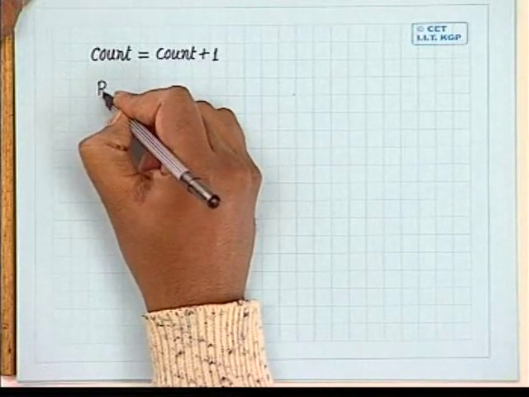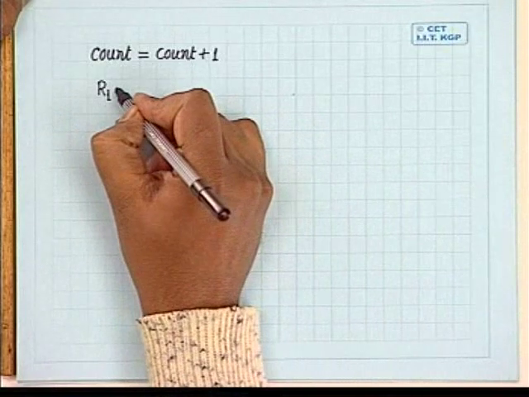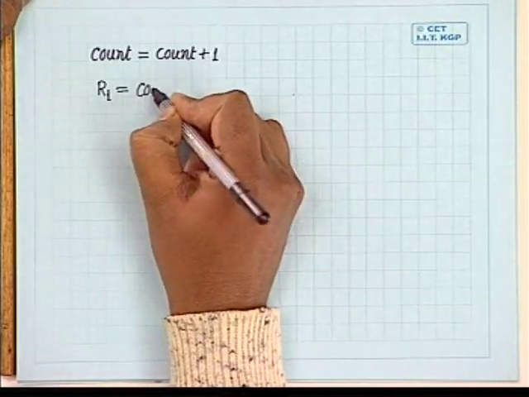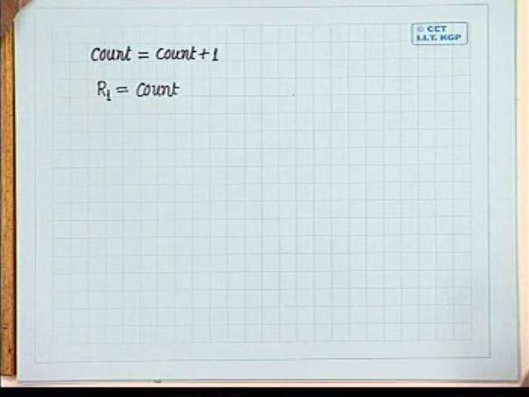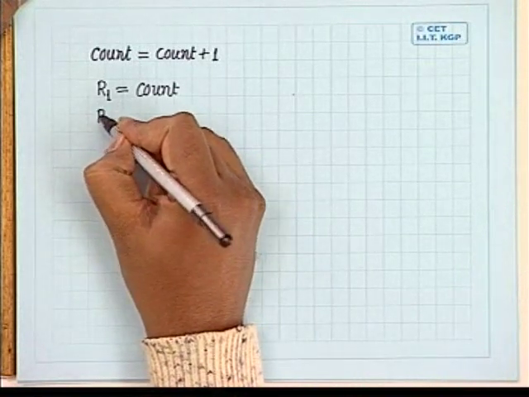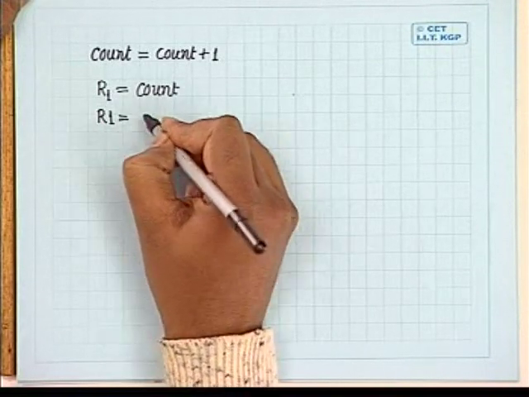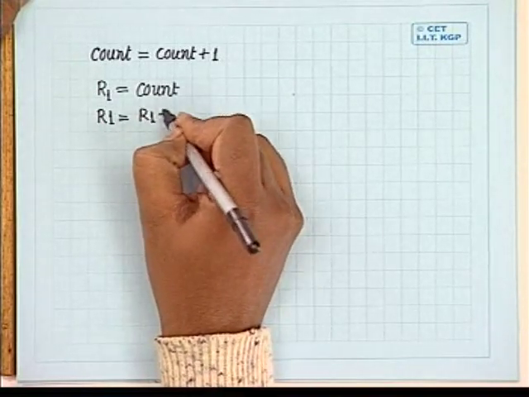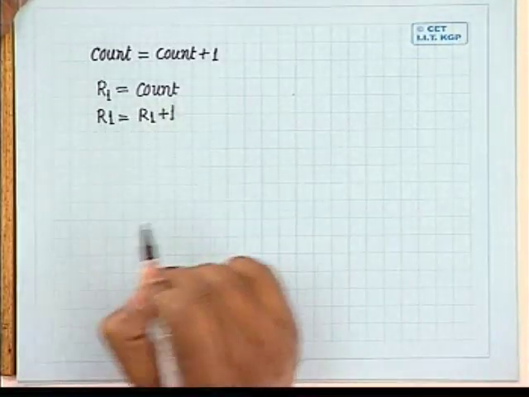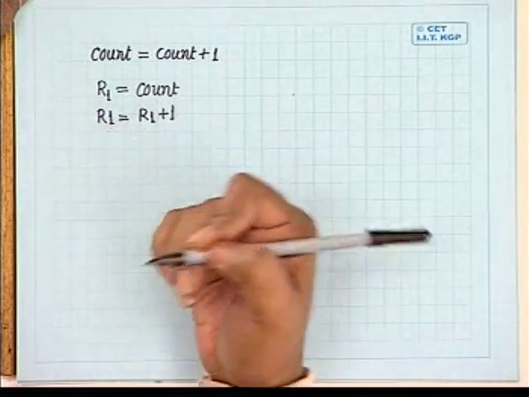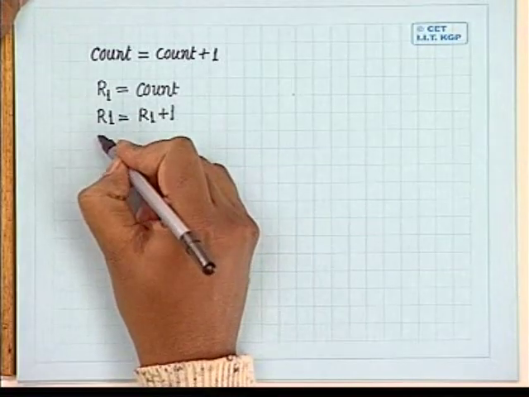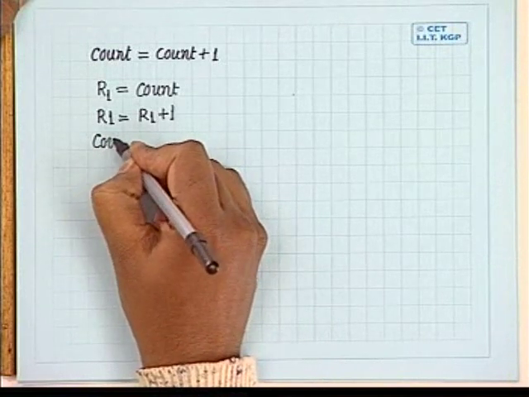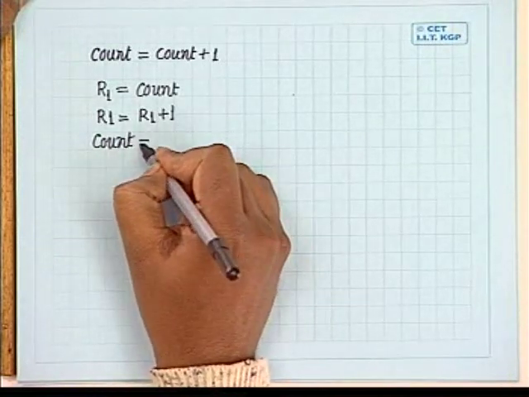Some register in the CPU, let us call it register R1, will be loaded with the value of count. That means the memory location which is assigned to variable count will be read, and the data will be placed into register R1. After that, register R1 will be incremented by 1, so R1 will become R1 plus 1. Following this operation, the value in R1, which is now incremented by 1, will be written back into the memory location assigned to variable count. So the last assembly statement which has to be executed is count equal to R1.